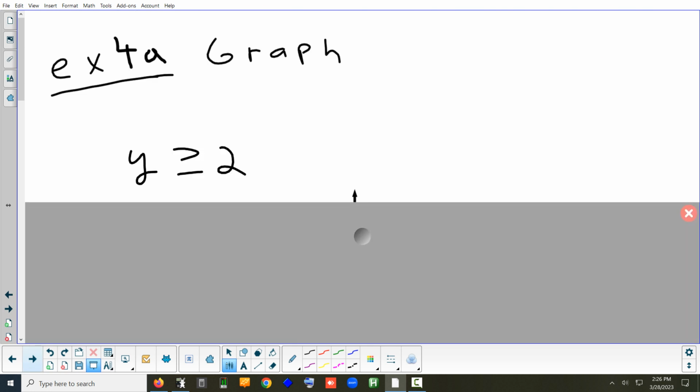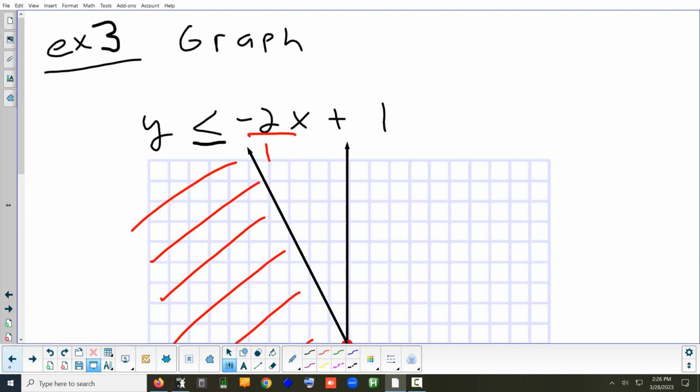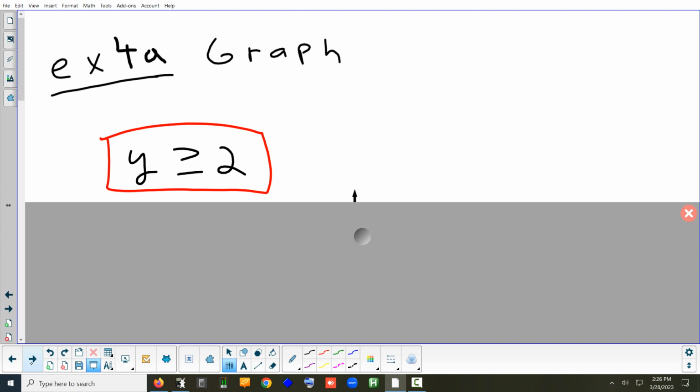All right, let's look at this one. Y is greater than or equal to 2. What makes that a special case? Yeah, it has no x. If it has an x and a y in the same problem, then it's a normal case. Right? Your line's going to be on a slant. If you're missing one of the variables, it's a special case.